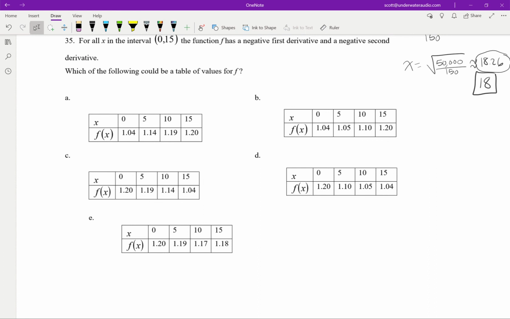So for all x in the interval from 0 to 15, the function has a negative first derivative, so that means it's decreasing, and a negative second derivative, so that tells me it's concave down. So putting those two items together, it looks kind of like that. Or in words, you could say that it's becoming more and more negative.